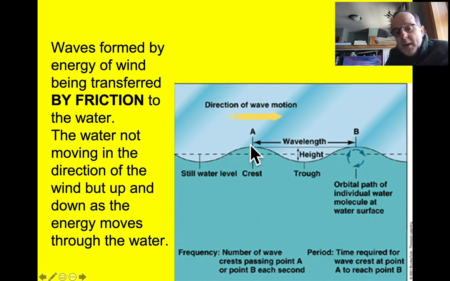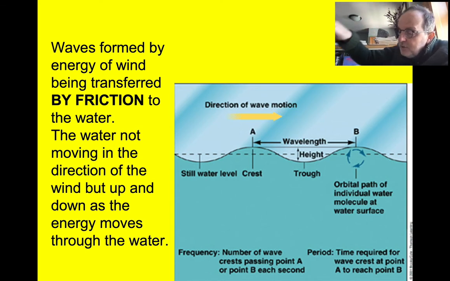So here the wind is going over, and then the wind energy by friction is slowed down, and it starts causing water to move in this circular path. And that circular path creates a vertically rising and sinking pattern called a wave. The water is not moving in the direction of the wind, but it's moving up and down as energy is drawn into the ocean by the wind.